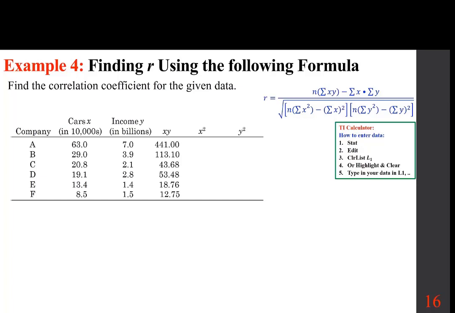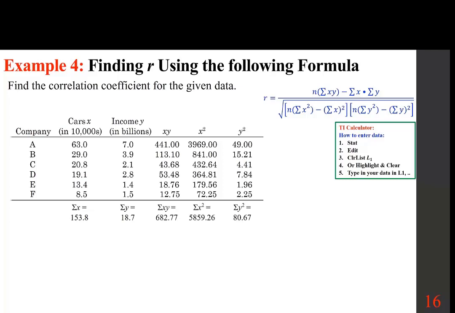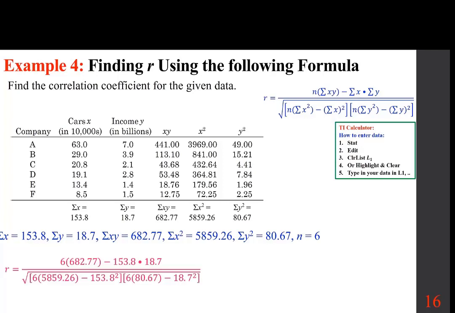This is x times y. For example, the first one is 63 times 7. X squared, for example, the first one is 63 squared. Y squared, for example, the first one is 7 squared, or 49. Now, simply add them up. Now, all you have to do is write those. There are 6 pieces of data or pairs. Put your findings into the R formula. Carefully do your calculation. You get 0.982.